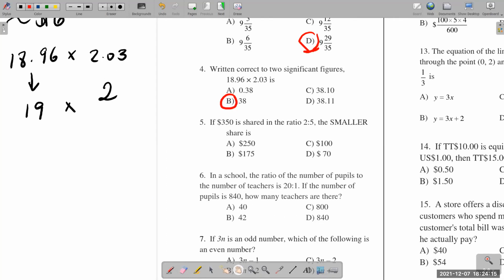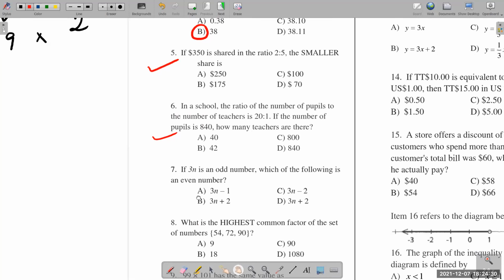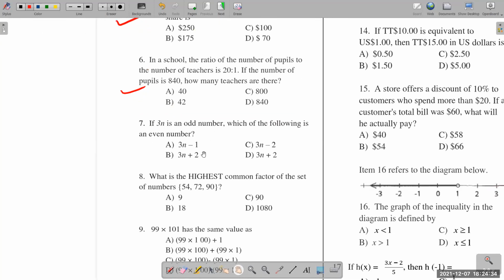No, I'm going to skip ratio for now because that's what we're going to be doing next. Actually, we're going to be doing this from tomorrow, Thursday. So anything with ratio, we're going to leave it for now. So we're skipping 5 and 6. Let's look at number 7. This is a number theory question. What do you realize about even and odd numbers?